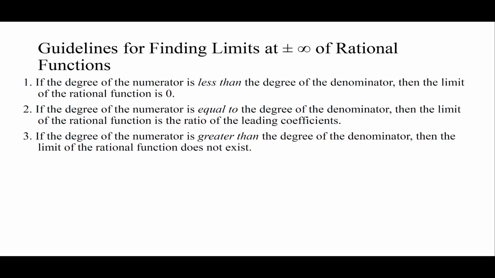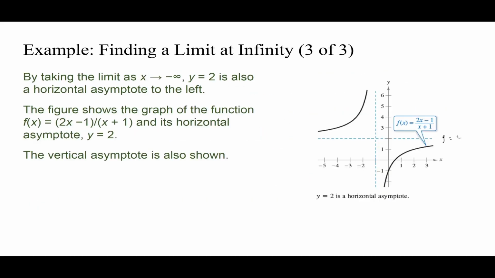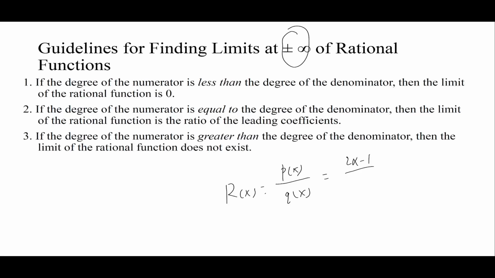Okay, so there are some guidelines for finding the limits at positive infinity or negative infinity of a rational function, which is also called finding the horizontal asymptote whenever it's possible. Let's say you have a rational function r of x, with a polynomial on the top and a polynomial on the bottom, something like 2x minus 1 over x plus 1. So first of all, if the degree of the numerator, which is the top one, is less than the degree of the denominator, then the limit of the rational function is 0.